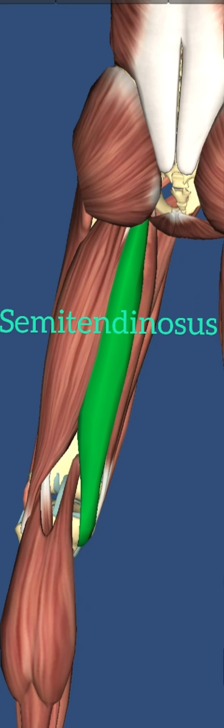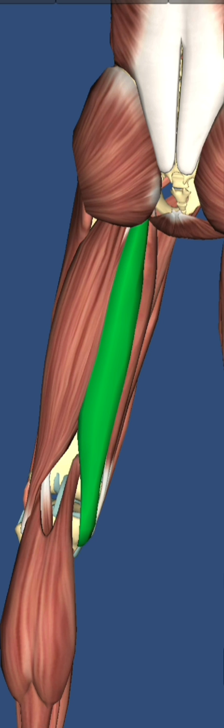semitendinosus. The semitendinosus muscle attaches proximally to the ischial tuberosity and distally to the medial surface of the superior part of the tibia. Remember the pes anserinus. The semitendinosus also forms part of the pes anserinus.